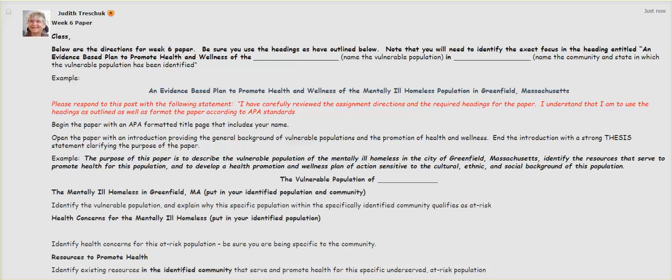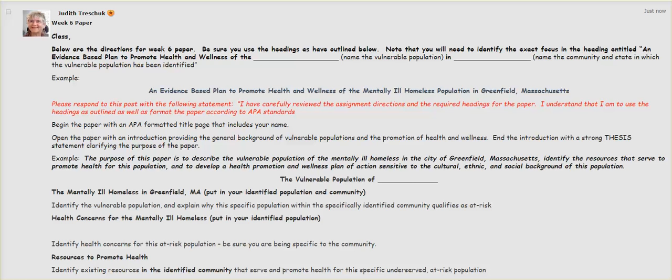opening introduction. I remind you again, please do not use any personal pronouns anywhere in this paper, including pronouns like we or us. Don't say I, don't say we, don't say us. Remember, you're going to do a specific population in a specific community.